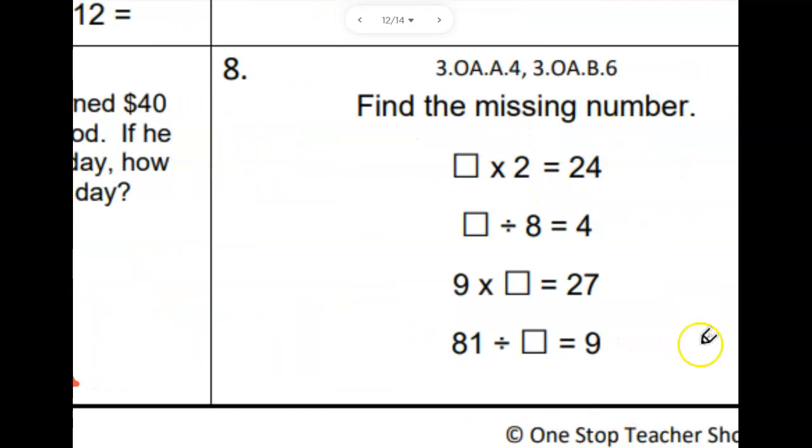And finally, you'll be finding the missing number. Remember that you can change the symbol to help you find the number using fact families. For example, 24 equals 2 times something is the same as 24 divided by 2 equals something. You can change it up to help you solve the problem.